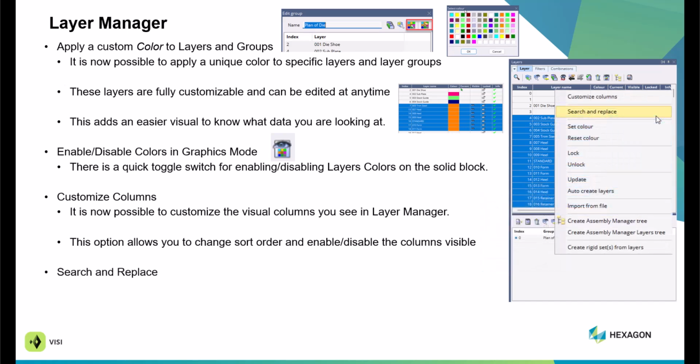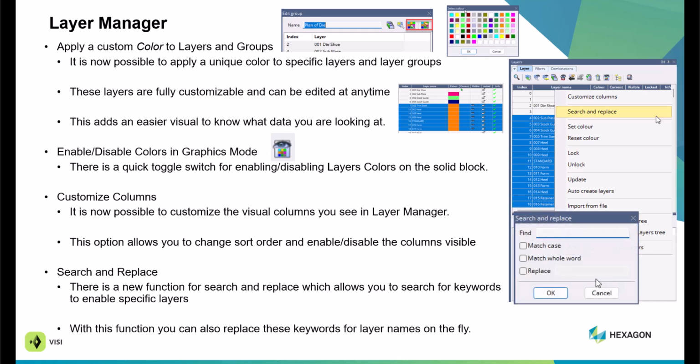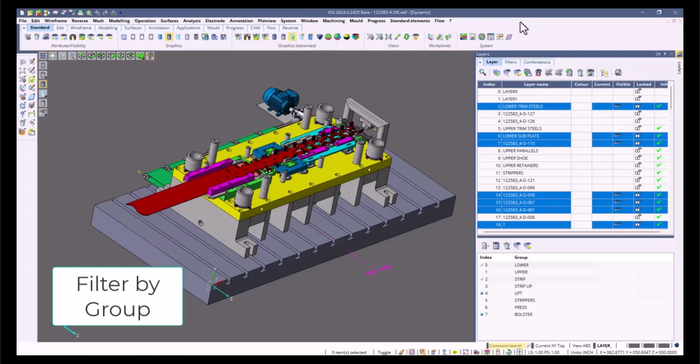And a new option within the layer manager is called search and replace. Search and replace is a new function that allows you to search specific keywords and be able to see and find, and also replace these entities with these keywords. So let's go through some of these new features.